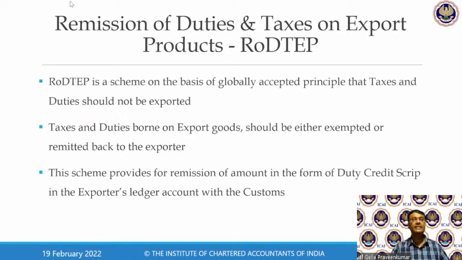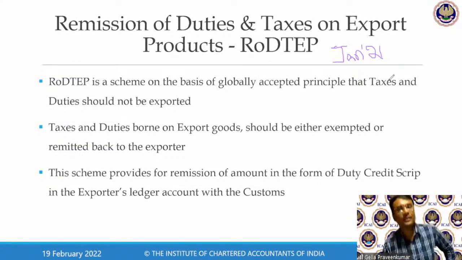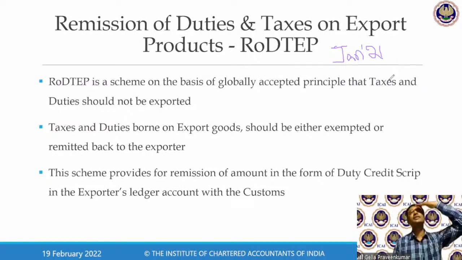Next, this is a new scheme which has come from 1st Jan 2021. With effect from Jan 2021, government has brought this particular scheme. There was one question in the last attempt. So again, now mutually exclusive, once it is tested in the consecutive attempt, may not be tested so easily. The name goes remission of duties and taxes. Remission of duties and taxes, which are paid on export products.